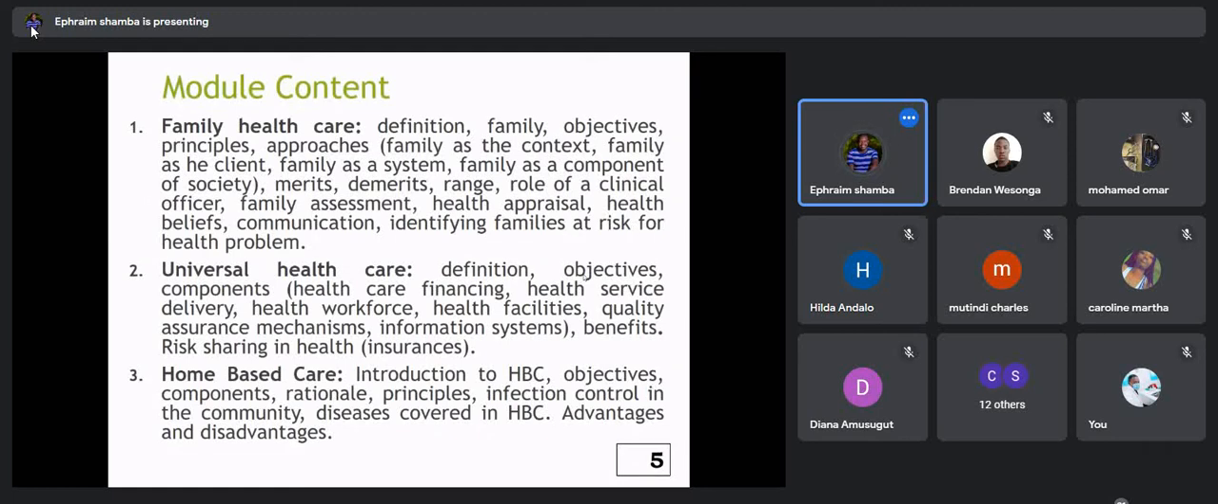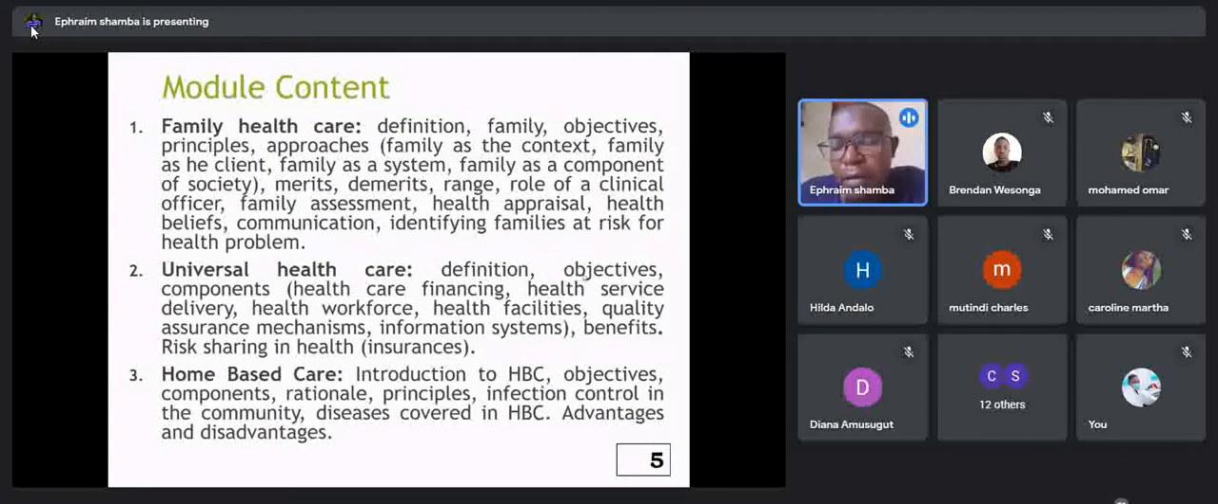in our health in relation to our families. This is because of genetics, because of social issues, because of our family relationships, and so on and so forth. Then on universal healthcare, as you can see, we'll discuss the definition. We'll want to understand the objectives of UHC.